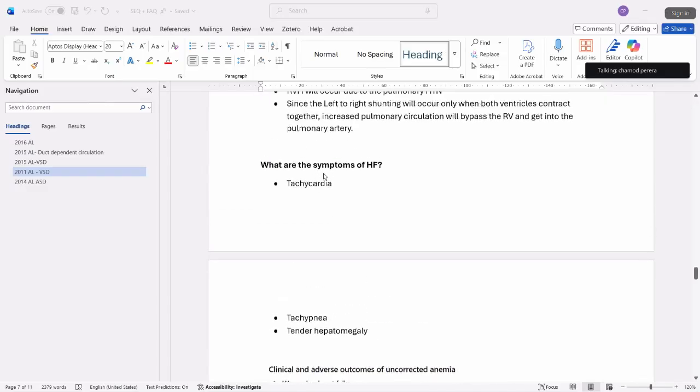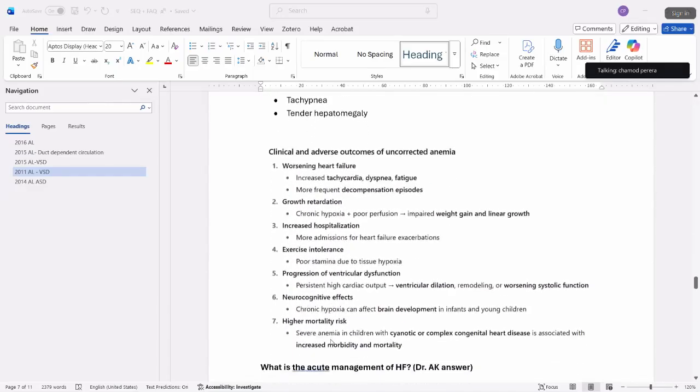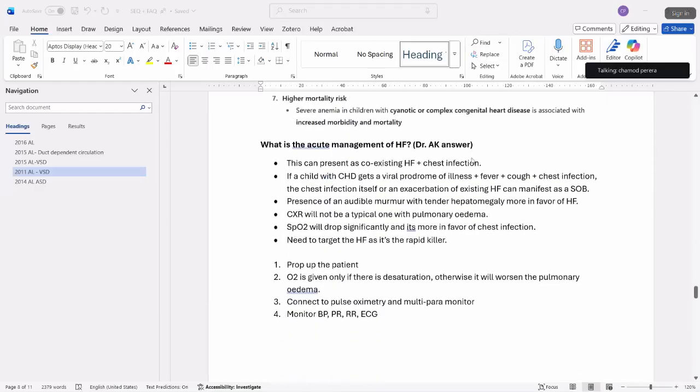Right, so here the symptoms of heart failure: tachycardia, tachypnea, and tender hepatomegaly. Right, so this answer was given by Anuradha Madam. Heart failure patients can present with coexisting heart failure and can be exacerbated with a chest infection. So after a prodrome of illness, fever, cough, chest infection, they can come with heart failure exacerbation. Right. So they will have an audible murmur, tender hepatomegaly. So those things will favor heart failure.